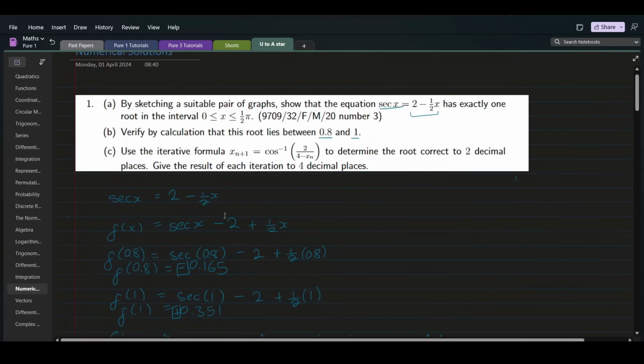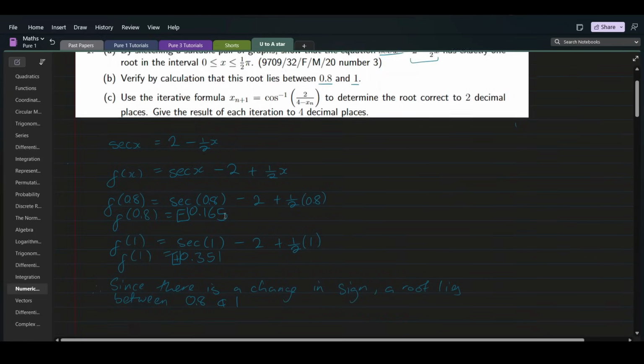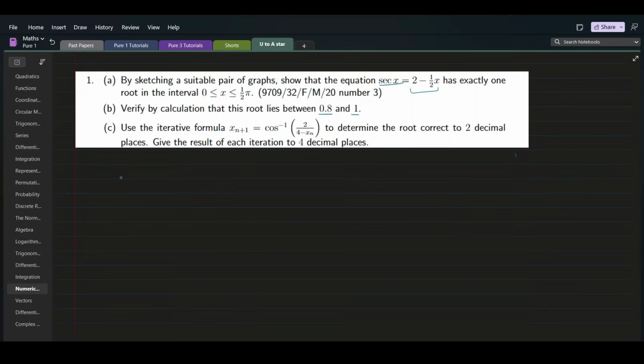Part C. Use the iterative formula x n plus 1 is equal to arc cos of 2 over 4 minus x n to determine the root correct to 2 decimal places. Give the result of each iteration to 4 decimal places. Okay, let's get rid of part B. So our iterative formula is x n plus 1 is equal to arc cos of 2 over 4 minus x n. We know that our root lies between 0.8 and 1. So we're going to say let x 0 equal 1. And then from there onwards, we're going to use our iterative formula. So that is arc cos of 2 over 4 minus, this would be x 0, so that's 1.